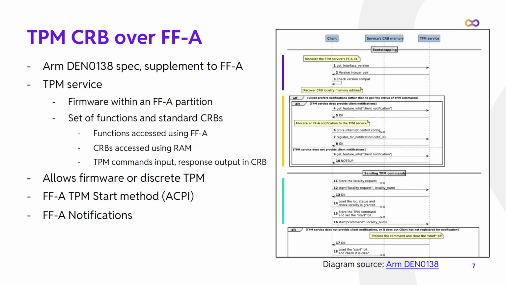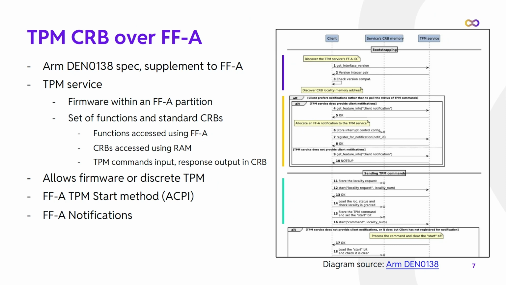The piece that's connecting together what we have talked about so far is a specification by ARM. The full name is TPM service command response buffer interface over FFA, and it's this specification. What it does is define an abstract TPM service and certain functions that you can use to access this. This TPM service is firmware running within an FFA secure partition, and the set of functions that you can access are on top of FFA.